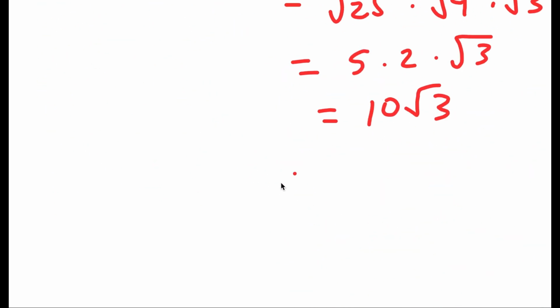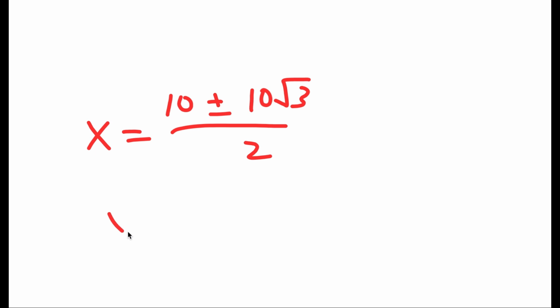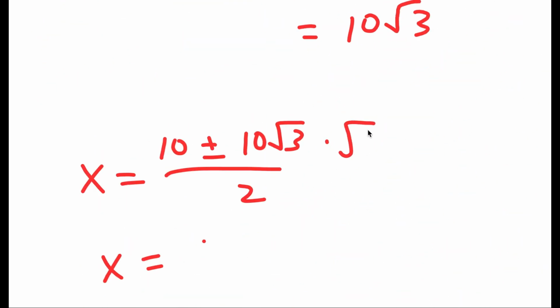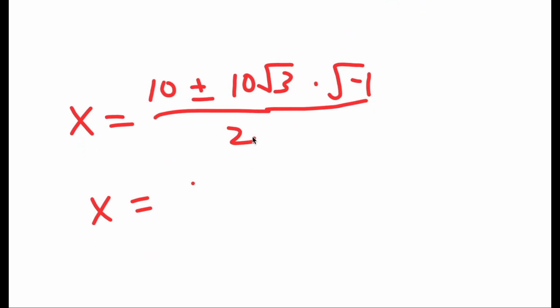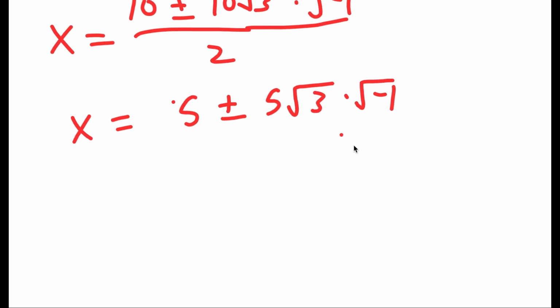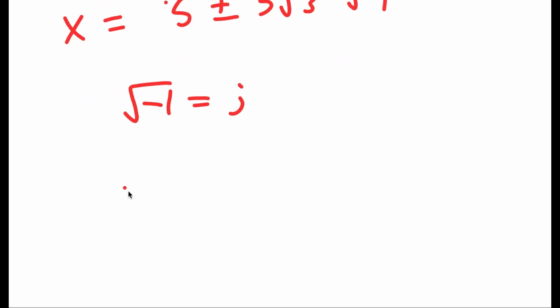So I have x is equal to 10 plus or minus 10 root 3 over 2, which is equal to 5 plus or minus 5 root 3 times the square root of negative 1, because I divide both terms by 2. And now, if you didn't already know, the square root of negative 1 is equal to i. So I get x is equal to 5 plus or minus 5 root 3i.